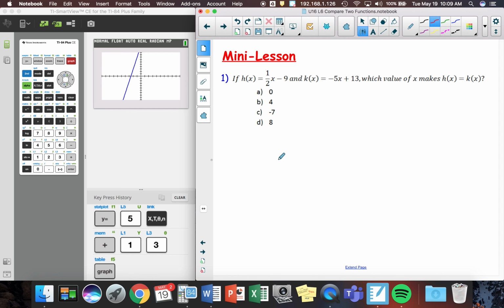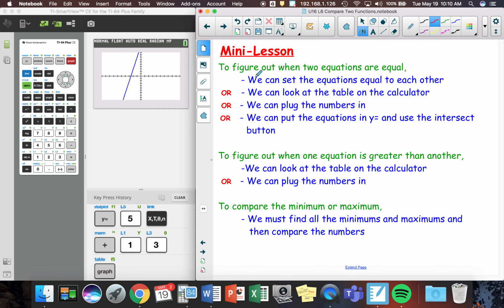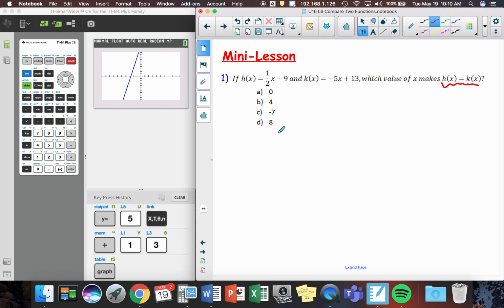Alright, so the first problem says, if h of x is equal to 1/2 x minus 9, and k of x is equal to -5x plus 13, which value of x makes h of x equal to k of x? So we want to see when they're equal to each other. There are multiple things we can do. We can set it equal to each other and then solve, look at the table and whatnot. I think for this one, I'm going to set them equal to each other and solve. I like algebra. I like using algebra. So I'm going to do that for the first one.